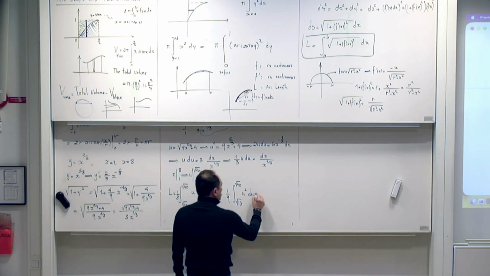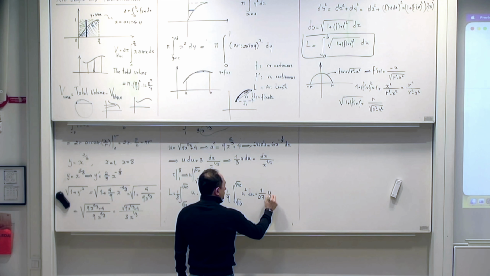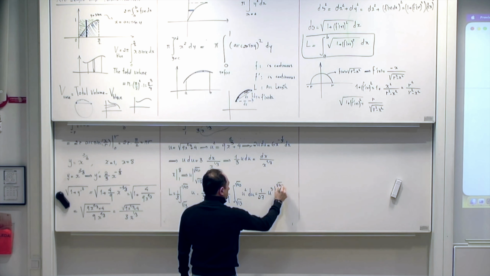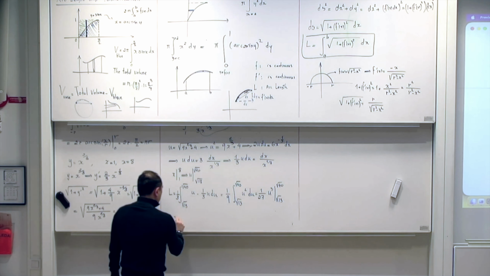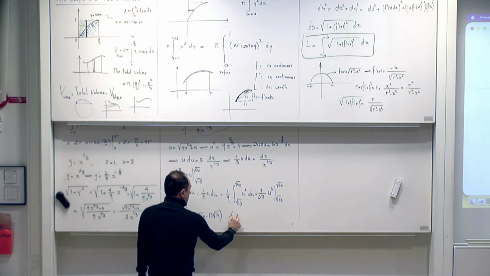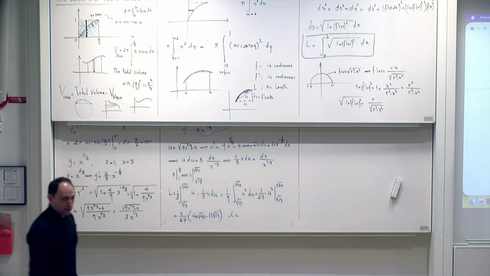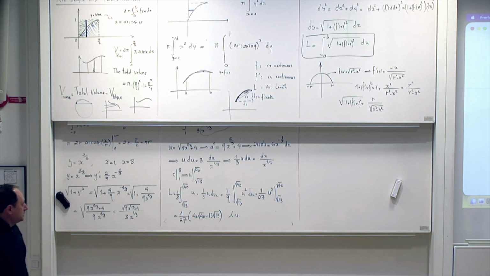So this becomes a third, so it is 1 over 27, u to power 3 from square root of 13 to square root of 40. So this is nothing except 1 over 27 times 40 square root of 40 minus 13 square root of 13. The length unit, a weird number, but that is what it is. But it was doable. I was thinking that we need trigonometric substitutions in the middle of the way.